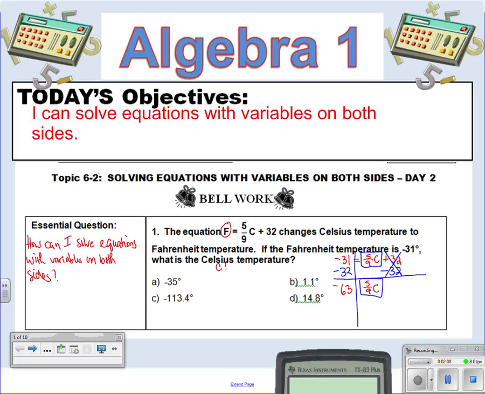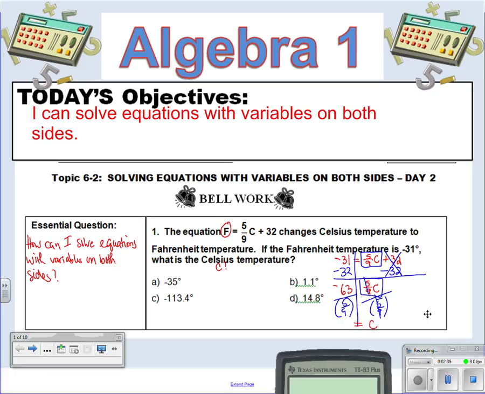Our last step, we want to get the C by itself, so we do the opposite of the coefficient that's in the box. That's 5/9 times C. To do the opposite of times, we do division. So we're going to divide both sides by 5/9. So the -63 is being divided by 5/9. On the right-hand side, I have a 5/9 in the top and the 5/9 in the bottom that cancel each other out. This leaves us with a C.